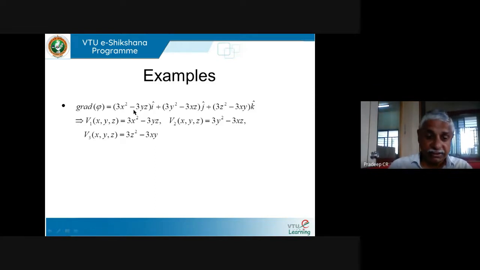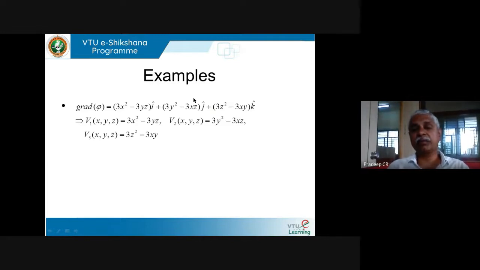So this grad phi, as I pointed out before, is a vector field. So I have V1, V2, V3. This is the vector field V(x, y, z). So V1(x, y, z) is this. That means this is the i component of the vector field.